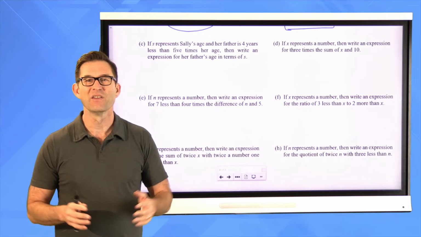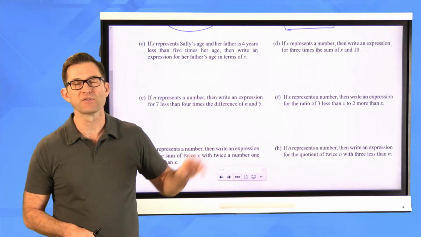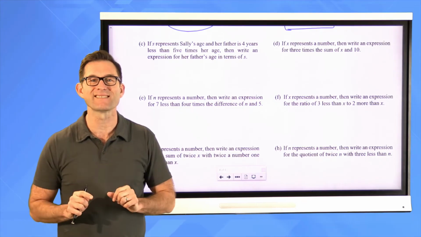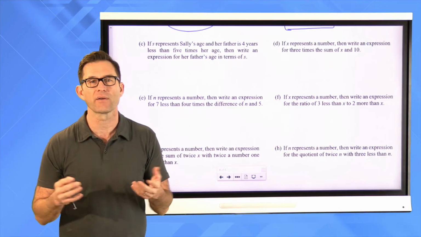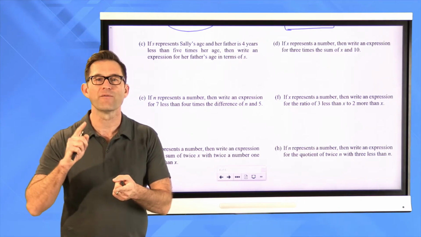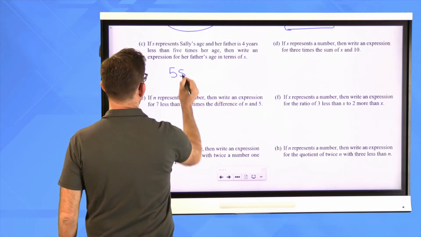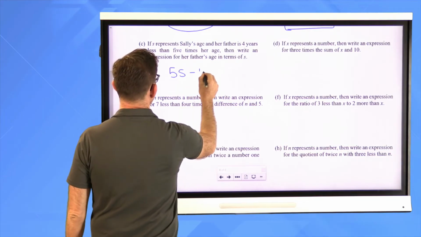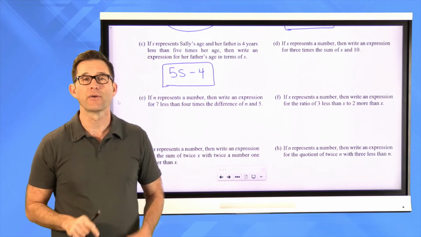All right, let's take a look at letter C. If S represents Sally's age and her father is 4 years less than 5 times her age, then write an expression for her father's age in terms of S. All right, cool. So, we know that S represents Sally's age and her father is 4 years less, so that's subtraction, than 5 times her age. So imagine I gave you Sally's age and I asked you to calculate her father's age. First thing you'd have to do is find out what 5 times her age was, right? And that's going to be 5 times S. And once you had that, you would then subtract 4 from it. So 5S minus 4.